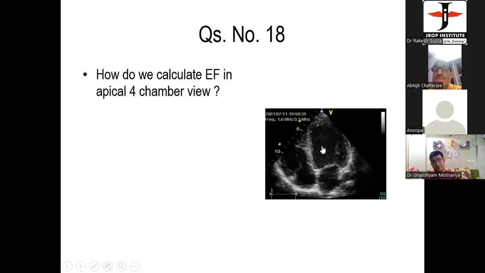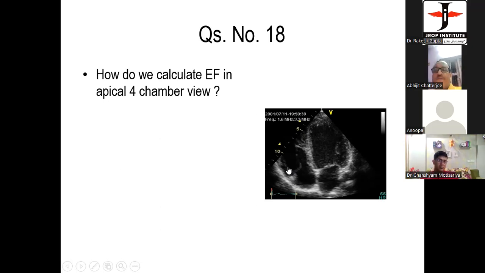We can do it in M mode. You put the line at the tricuspid lateral annulus, right? And then what do you do? Then take the M mode. Yeah, it moves up and down, right? The uppermost point and the lowermost point at the tricuspid annulus, the vertical distance is measured.